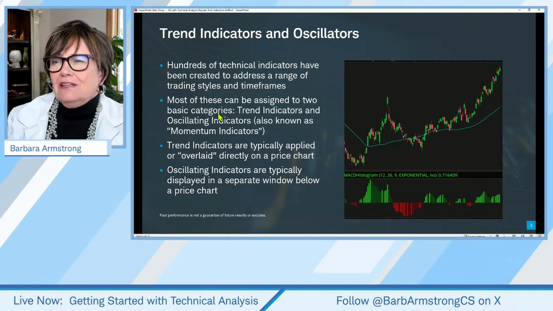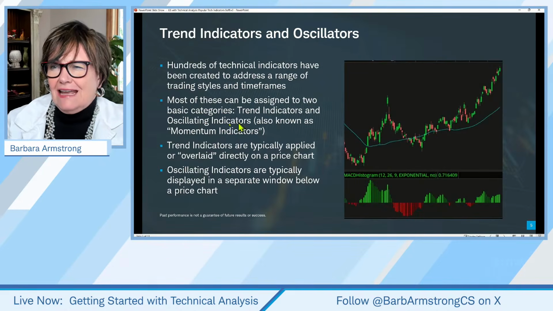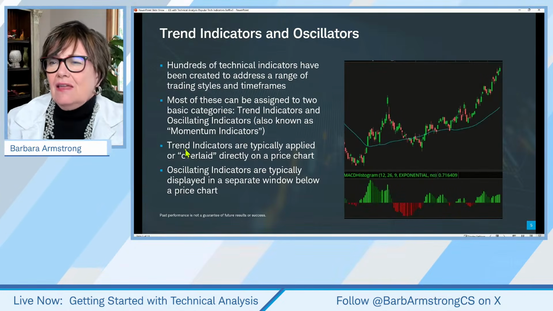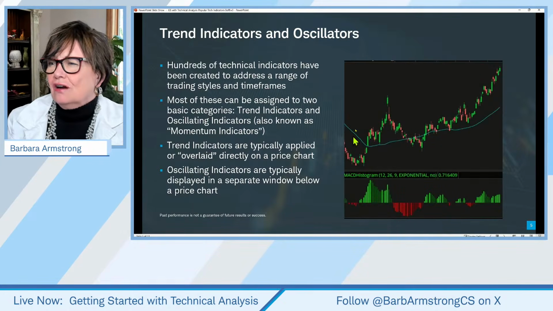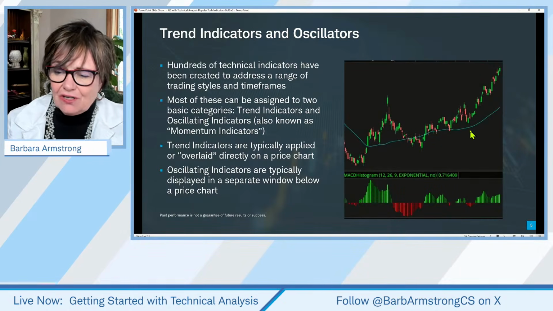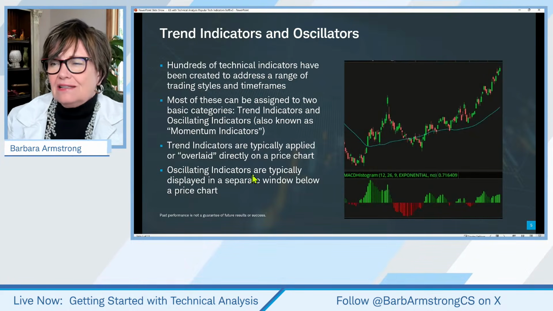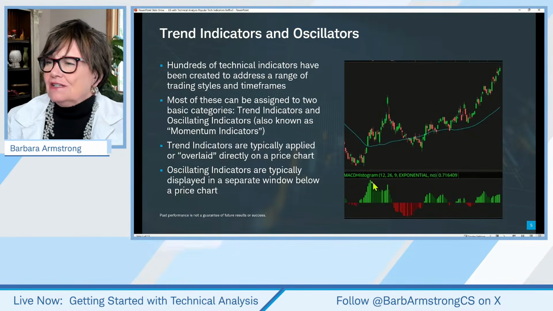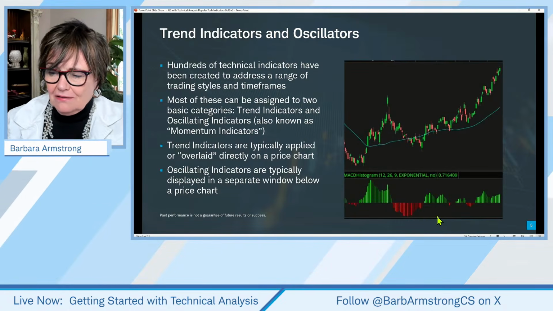And there are really two basic categories. There are trend indicators and oscillating indicators, which are also known as momentum indicators. And the trend indicators we tend to see overlaid on the chart, something like a 30-day moving average or a 50-day moving average. And then oscillating indicators are typically shown in a window below the chart. Okay.